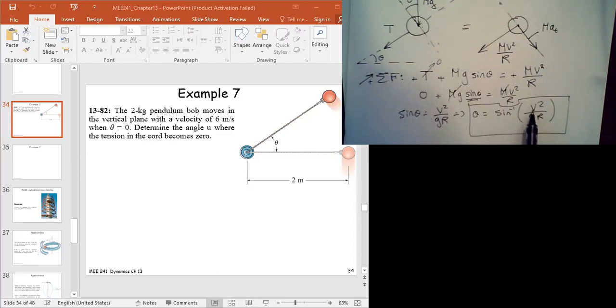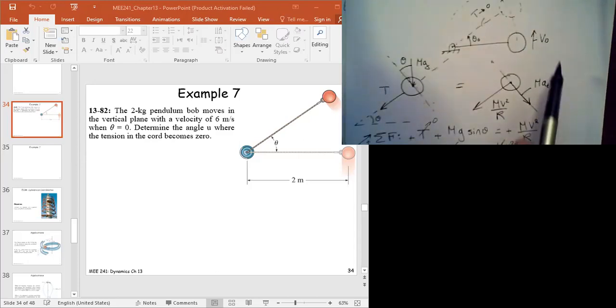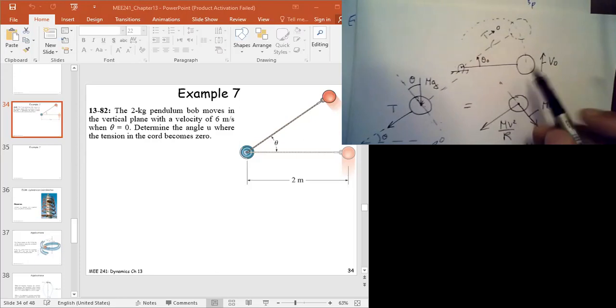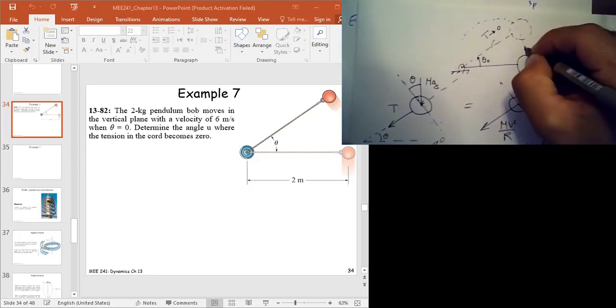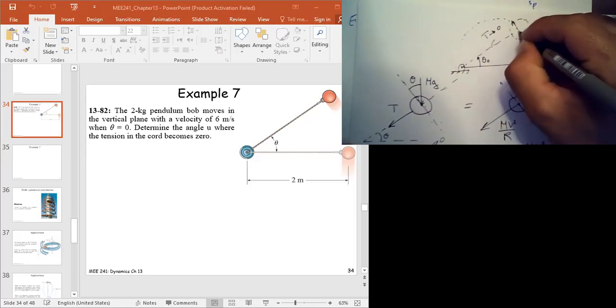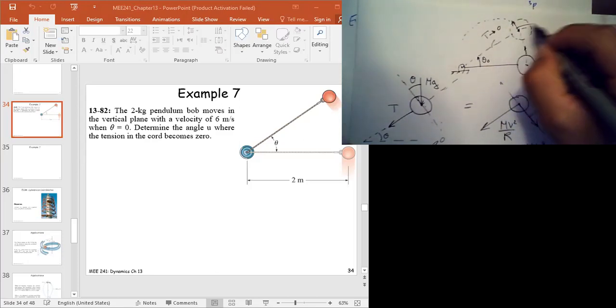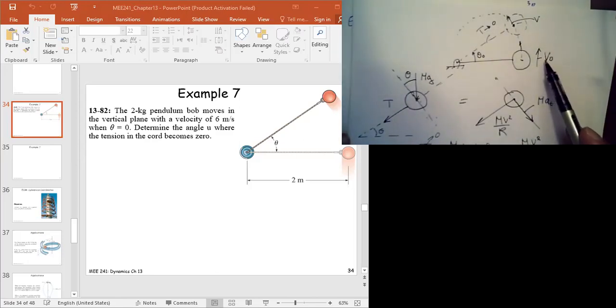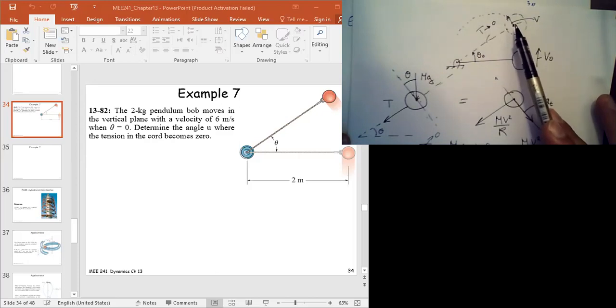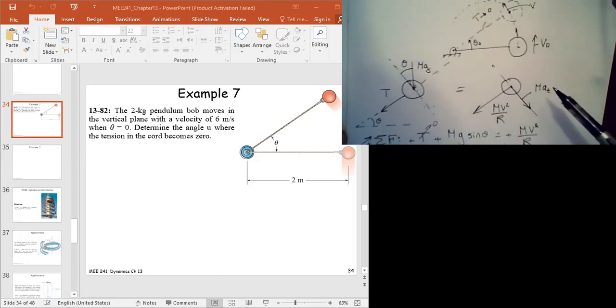But how can I actually find the velocity along the curve, right? So I know if I'm starting here with some velocity v0, as I'm going up, my velocity is going to change, right? How can I find the velocity at this instant? Well, here's what we have. We have the initial velocity, but we also have the acceleration. So if you have initial velocity and then you have the acceleration, you should be able to find the velocity at this position. Okay, we need to find the acceleration. How can I find at?